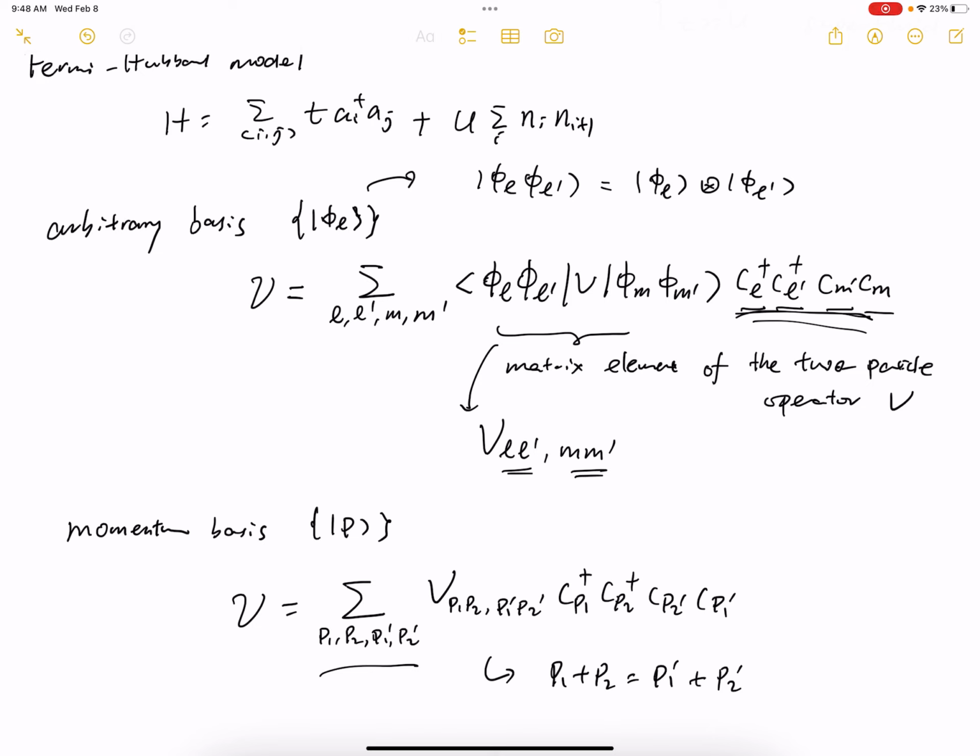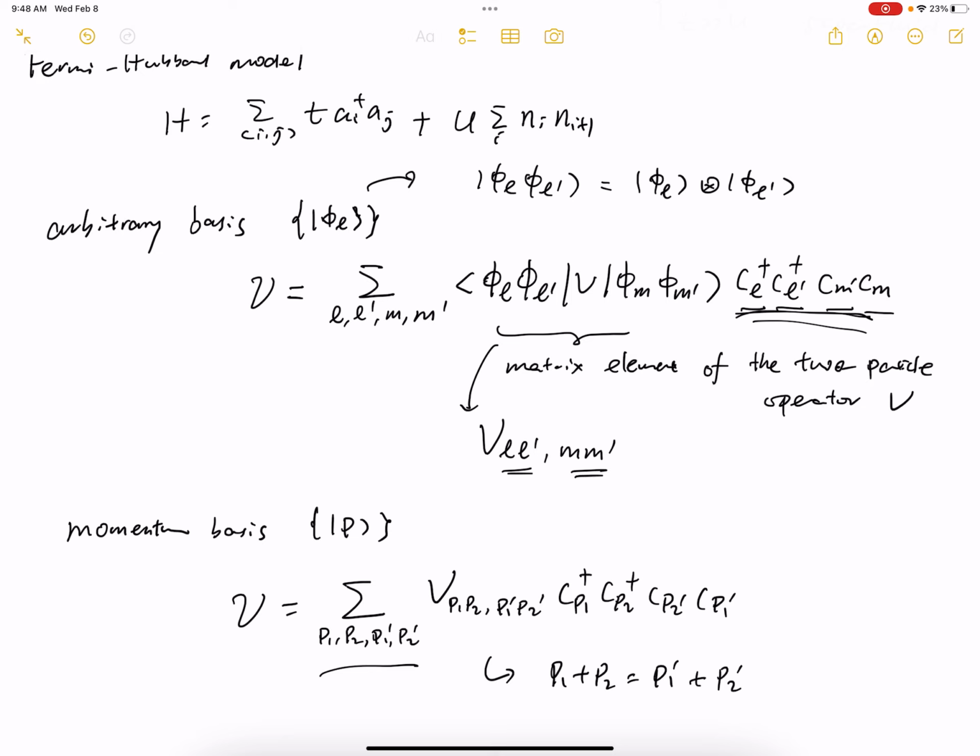Correct me if I'm wrong, but at these sites, if we're in a bosonic system, there could be more than one particle. Like the total momentum across sites is conserved, but we're transferring particles between the two. So the total momentum between a particular pair of particles is conserved by the interaction.